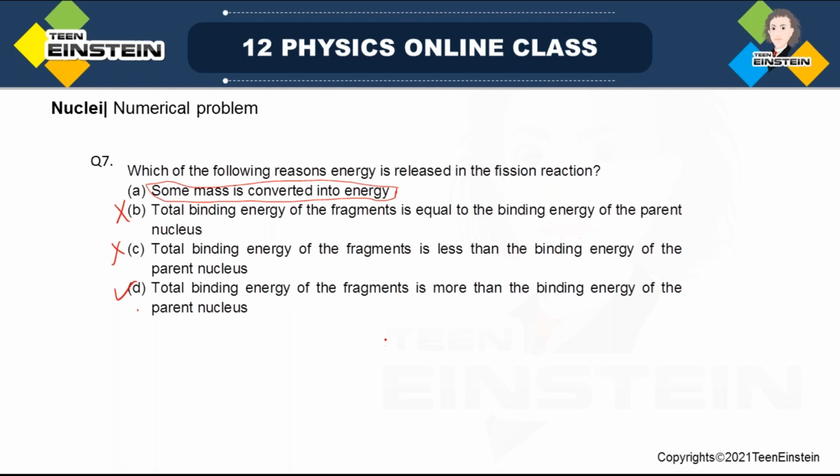So the total binding energy of the fragments is more than the binding energy of the nucleus. Here some mass is getting converted into energy. That is true, but some mass of what? Whether the parent or the fragment, that is not mentioned over here. So that's why we may not be choosing this option to be correct. We must choose the option: the total binding energy of the fragments is more than the binding energy of the parent nucleus. So that should be correct.